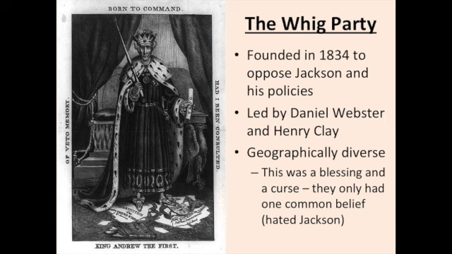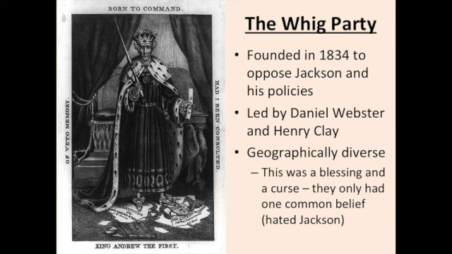The leaders of the Whig Party were Daniel Webster, who was a northern senator who was very, very pro-national bank, and then also Henry Clay, who was tired of seeing his American system of internal improvements in a national bank, just harassed over and over again by Jackson and his policies.